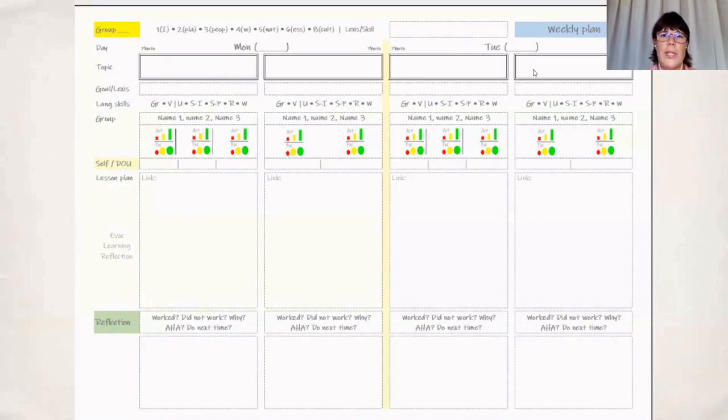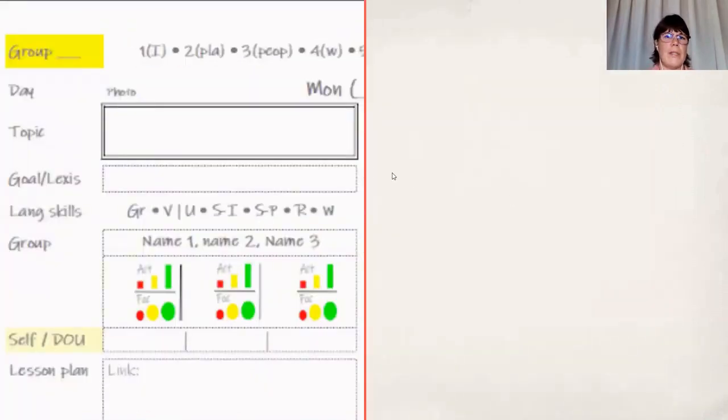So I always have 2 days per page because I work with the children 4 days a week. And this is what the structure of my teacher's note is. So there's the topic, the goal for the lesson, language skills. I circle which ones I'm working on, whether it's a grammar point, vocabulary, understanding, spoken interaction, spoken production, reading or writing. Here I have the names of the children.